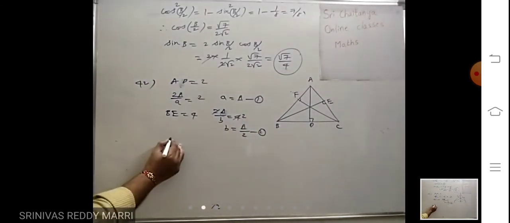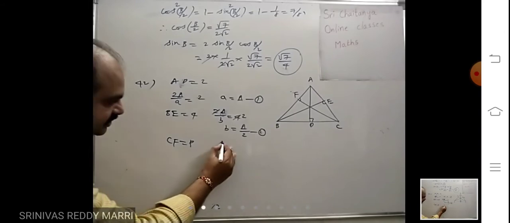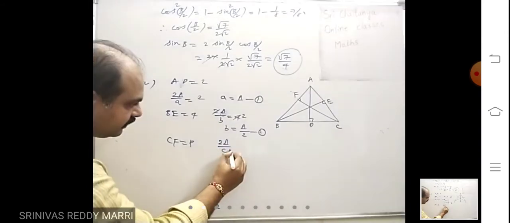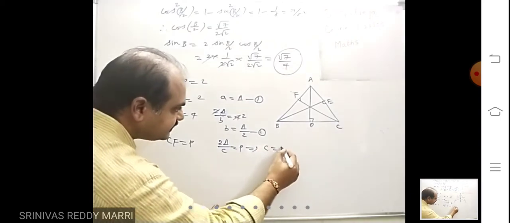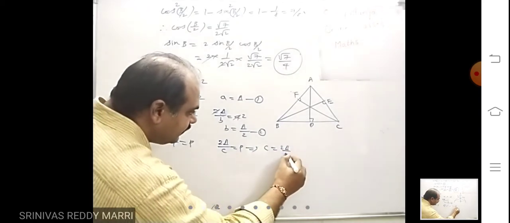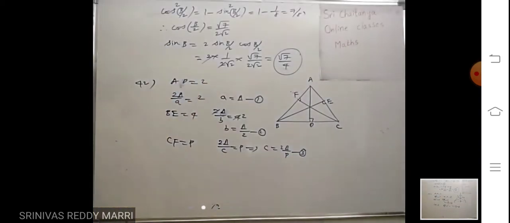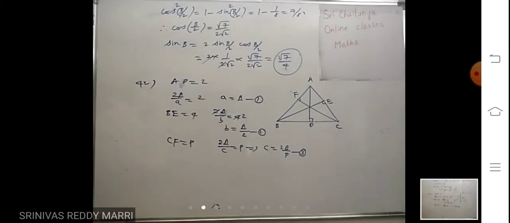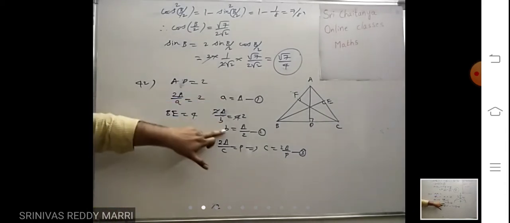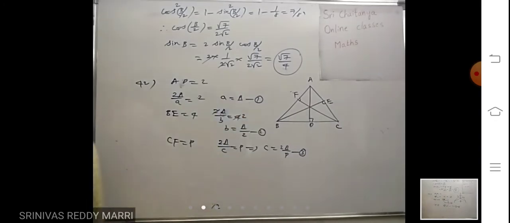The altitude passing through C is given as P. What is the altitude passing through C? 2 delta divided by C. That means C is nothing but 2 delta divided by P. So all three sides in terms of delta we have calculated. Now you got the three sides A, B, C.